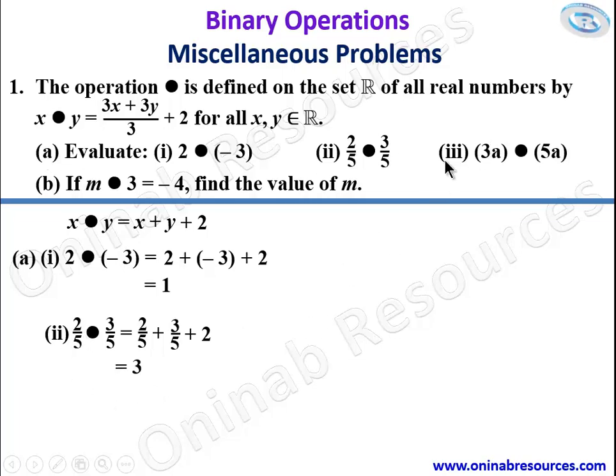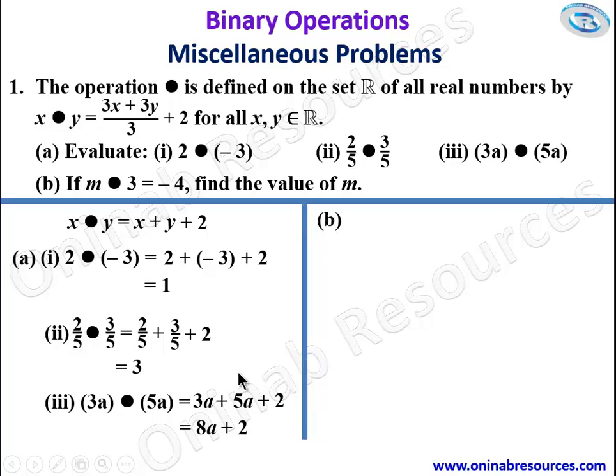We go to problem A3. For A3, we have 3a operation 5a, which means the whole of this is x while the whole of this is y. So substituting again, I have 3a plus 5a plus 2. 3a plus 5a gives 8a, then plus 2. So we cannot simplify further. We leave it like that.